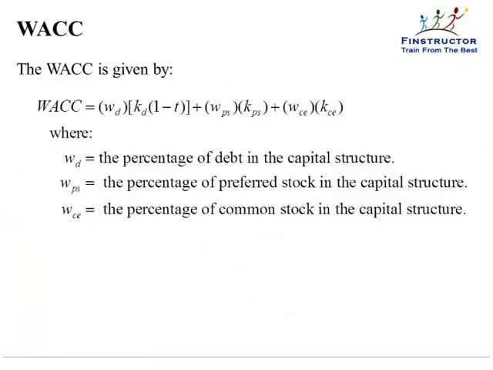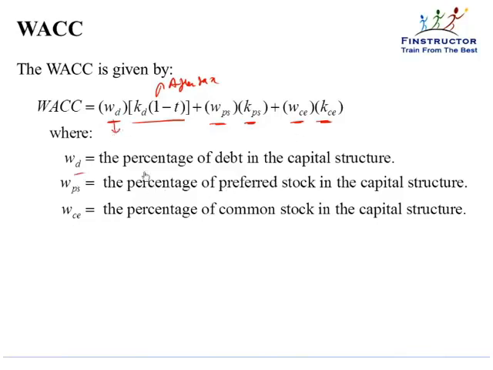The weighted average cost of capital will be calculated as the weight of debt into the cost of debt. This will be the after-tax cost, plus the weight of preferred shares into the cost of preferred shares, plus the weight of common equity into the cost of common equity. Now, very important how these weights are calculated.